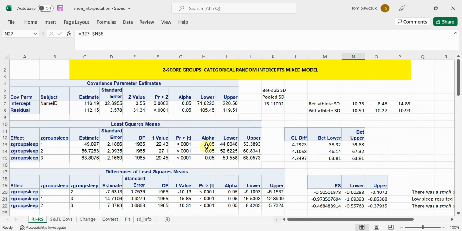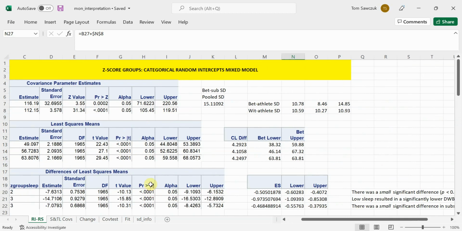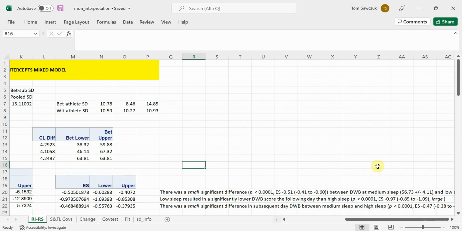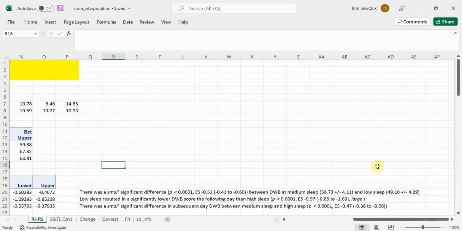What information can we take from them? So first off, the easiest thing to do is to look at the differences between the z-score groups individually. Taking the p-value that's in column H, we can see whether the difference was significant. And then using the effect sizes, we can quantify the difference between the groups. So one thing we could say now is there's a small significant difference between daily well-being at medium sleep and low sleep. And we could use the p-value and the effect size to quantify that difference.